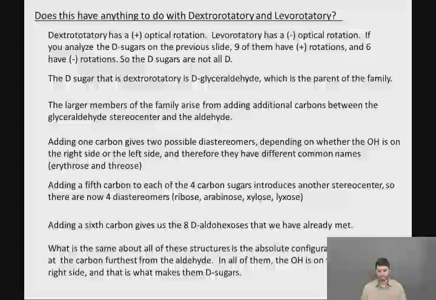So when you look at a Fisher projection of a sugar, and you need to know if it's D or L, you just have to look at that stereocenter furthest from the aldehyde. If the OH is on the right side, it's D. If it's on the left side, it is L.